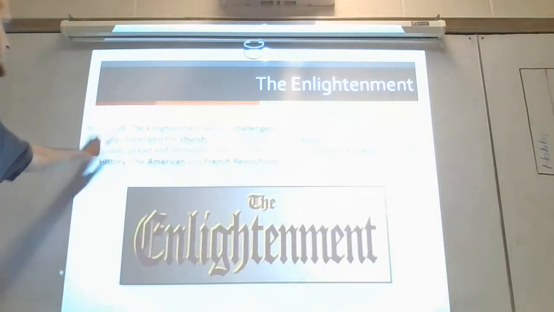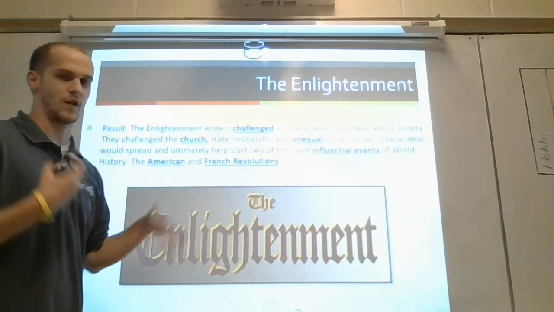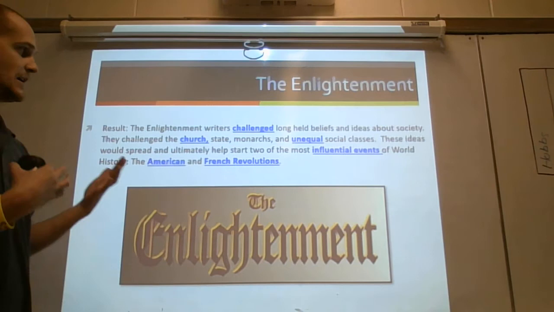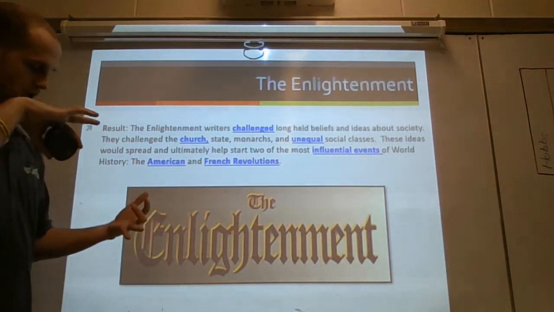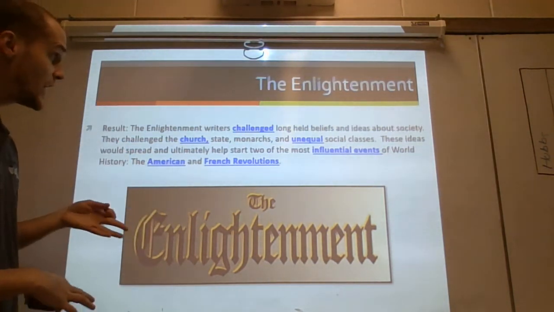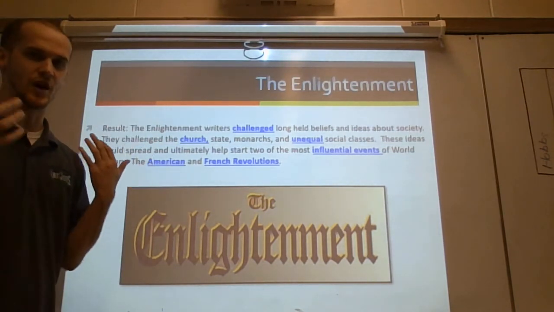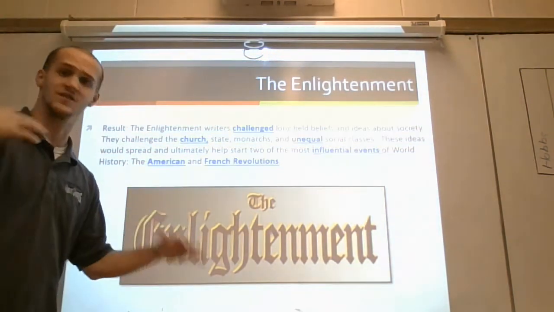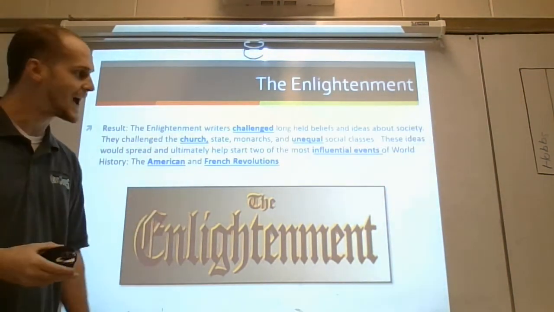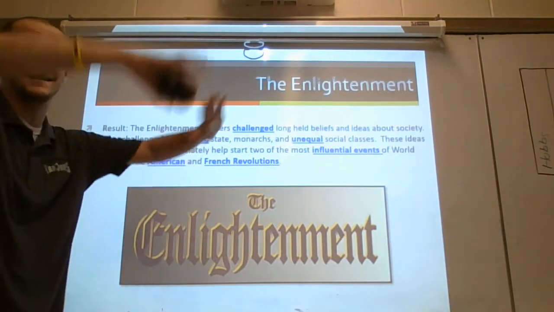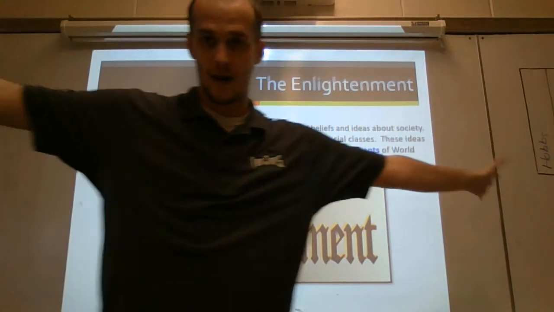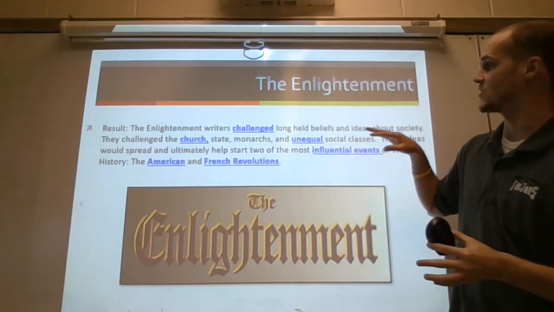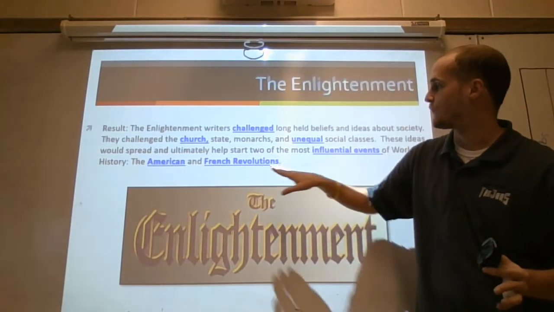Now, the result of the Enlightenment is that these writers come to challenge long-held beliefs. They challenge the church. They challenge governments, kings and queens. They challenge this idea of unequal social classes. Why is there such a big discrepancy between the rich and the poor? And why do the rich get this and the poor do not? These ideas spread like wildfire, and it ends up starting two major revolutions. It starts the American Revolution and the French Revolution.